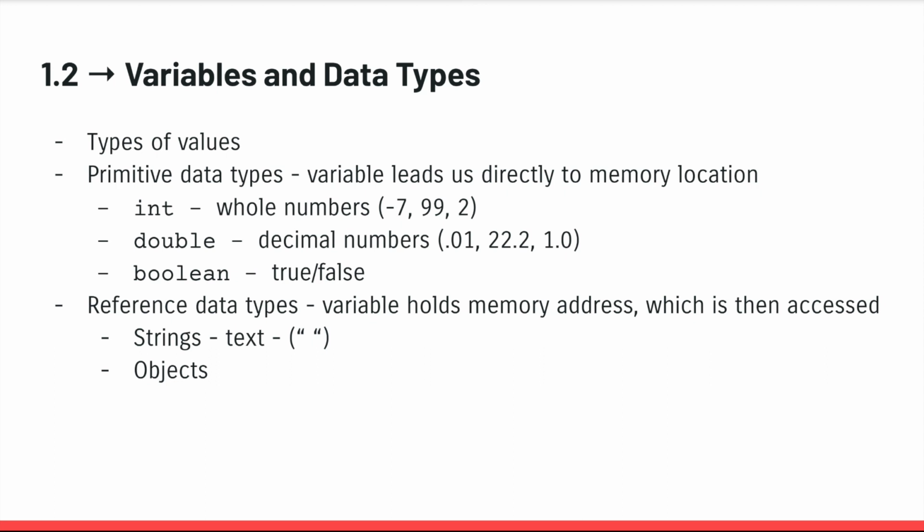It's not really going to come up on the exam, but it's worth knowing because if you're going to learn what primitive data types are, you might as well learn what the other side of the coin is. And reference data types are generally going to be strings and then objects, which we're going to talk about later. Now, objects is in reference to object-oriented programming, which I mentioned earlier on.